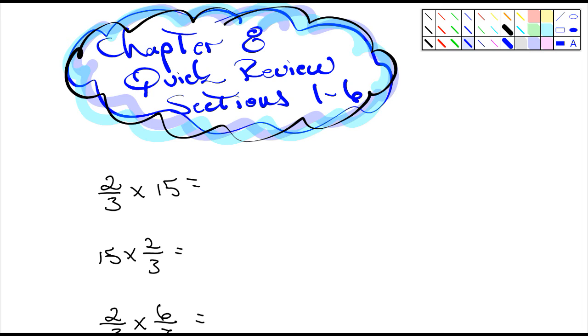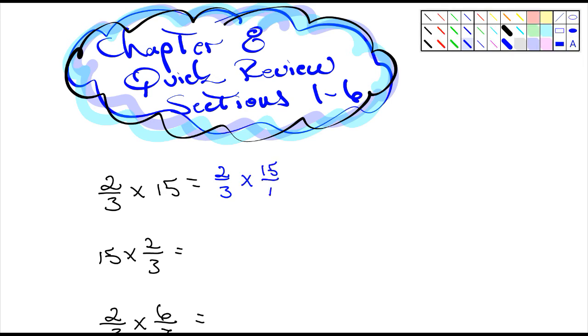But anyways, they started off with multiplying a whole number by a fraction. And so what do you need to do? You need to turn that whole number into a fraction. So this would be 2/3 times 15 over 1, because that's how you turn a whole number into a fraction. You put a 1 underneath it, which is exactly what I did here. So anytime you need to turn a whole number into a fraction, just put a 1 underneath it.